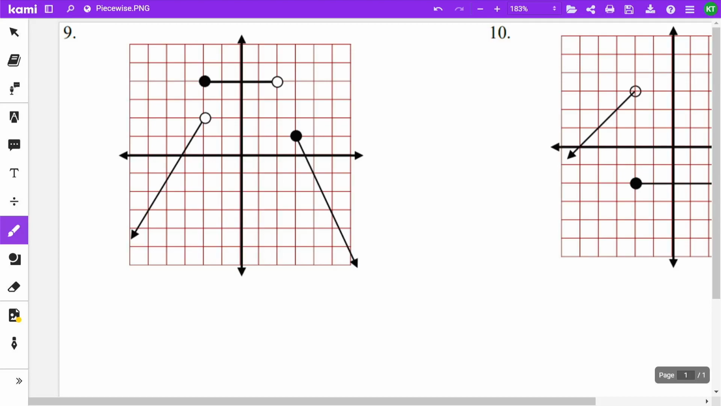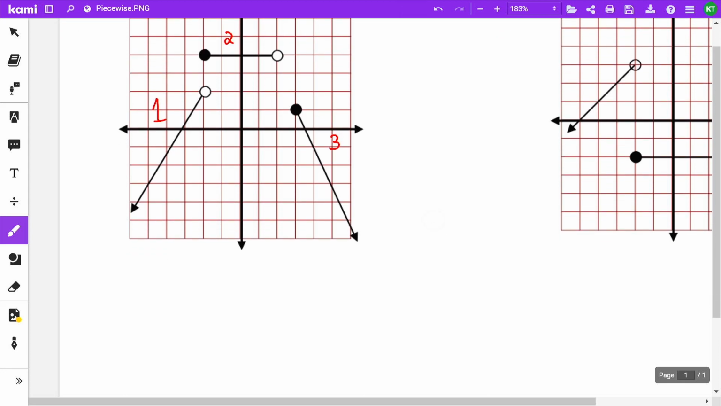Alright, so in this video, we're going to be writing piecewise equations, functions from a graph. So in our first example here, we have three different lines, line 1, line 2, and line 3. So that means we're going to be writing three different subfunctions with three different domain restrictions. So let's start with our first one.